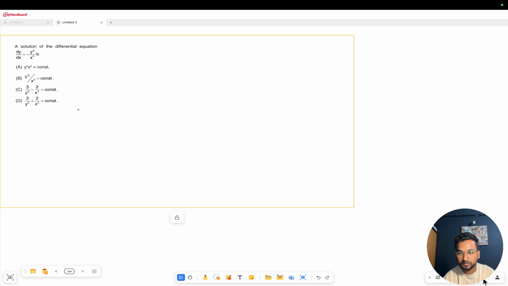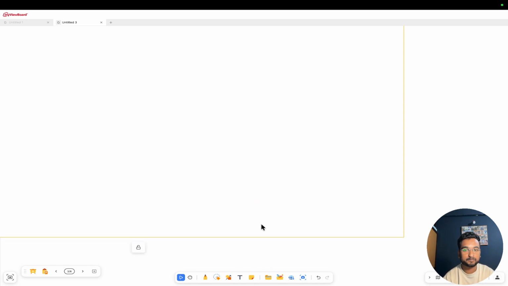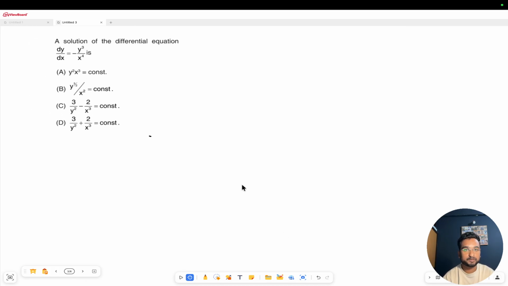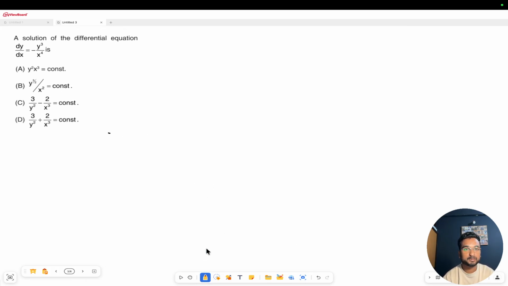How to zoom this? Okay, I have this. Wait. So this is the question here. You can see the solution of the differential equation. This is the first order differential equation, dy by dx is minus y cube upon x to the power 4. So variable separable, easy question.